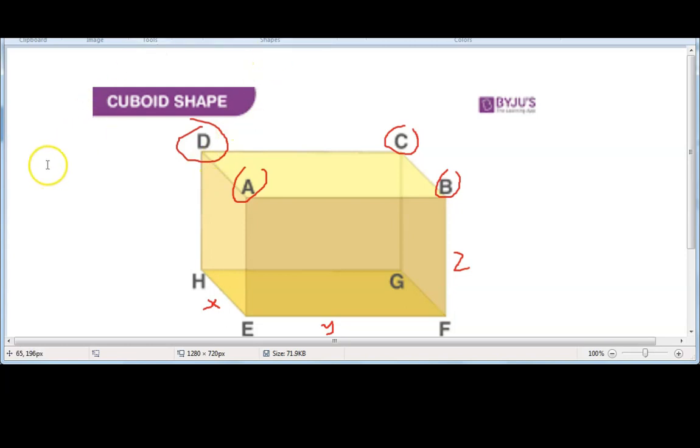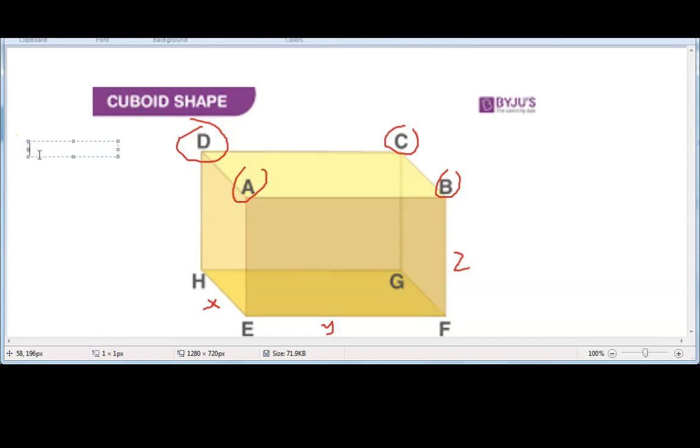So we're going to have EFGH is equals to XY, and ABCD is also equals to XY. Moving on, we also have a rectangle BCFG.